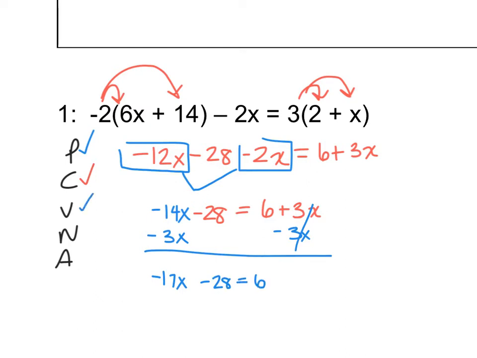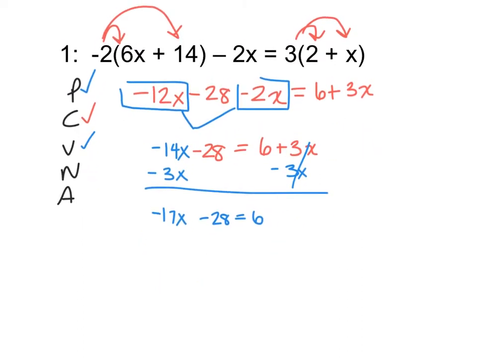All of my variables are on the left-hand side. I have to ask myself, how do I get rid of my minus 28? Because I want to get rid of all my numbers. And to get rid of a minus, I add. So I'm going to add 28 to both sides of my equal sign. My 28's cancel, and I get negative 17x equals 6 plus 28, which is 34.